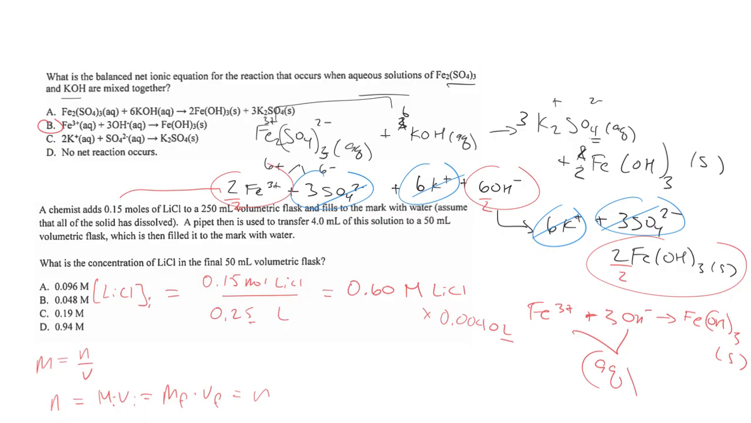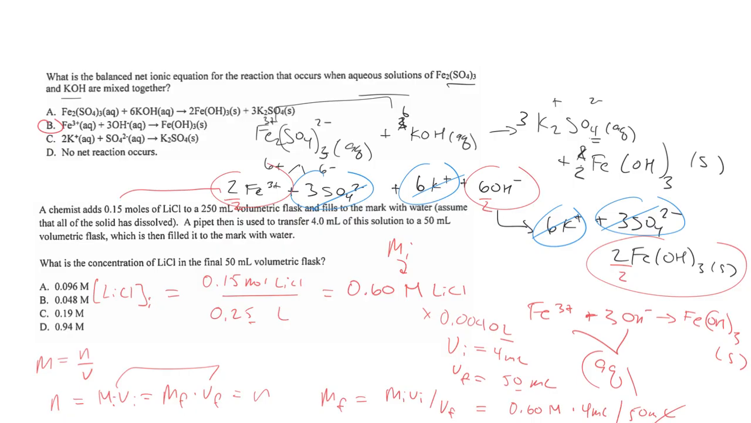Or we can apply the MiVi equals MfVf, and then this is my Mi, the Vi. I can just use the 4 milliliters without converting. And then my final volume is what we dilute that solution to, 50 milliliters. And so we can solve for our final molarity as our MiVi divided by Vf. Just solving for Vf here, or excuse me, solving for Mf. And so that should be 0.60 M times 4 milliliters divided by 50 milliliters. And so as long as the Vi and Vf are in the same unit, I don't have to bother converting to liters. I can leave them both in milliliters.